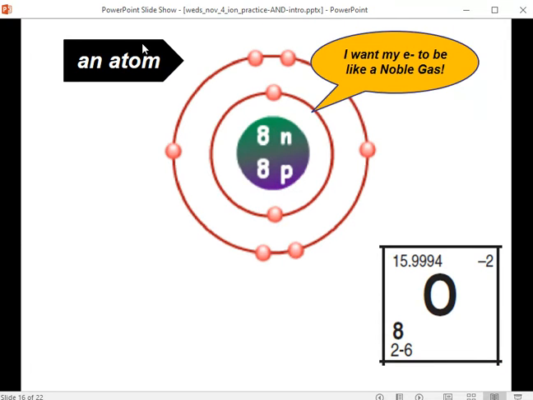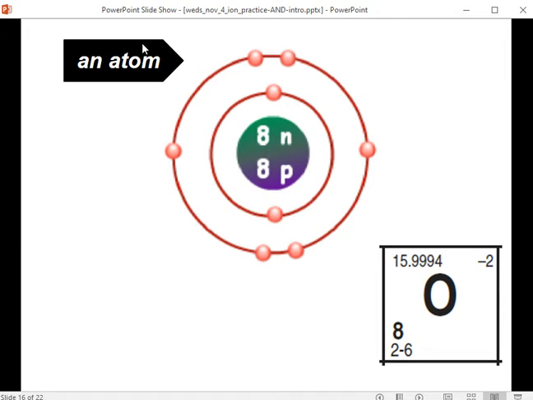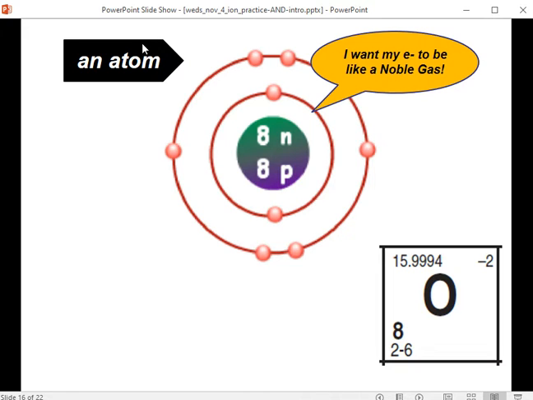Okay, here's an atom. It's an oxygen atom. 2 electrons in the first shell, 6 in the second. You can see the electron configuration, or you can count it in the Bohr diagram right there. It turns out atoms really want to be like noble gases because noble gases are stable with the "8 is great" electrons in their valence shell. Okay, so what can this atom do to become stable?